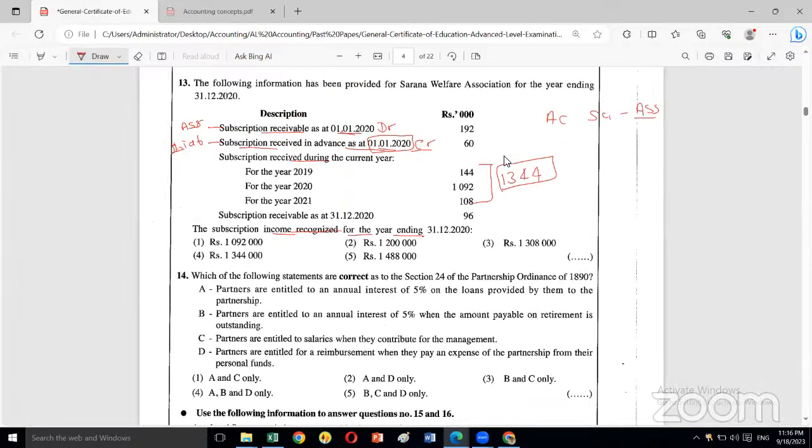1,344. And after that, you can see subscription receivable. Receivable means what? Accrued subscription. That means accrued income, assets. So this is a closing balance. So this is the assets. Assets balances, we should record it under which side? Debit side. So this is the subscription receivable closing balance, year ending balance. How much is the value?